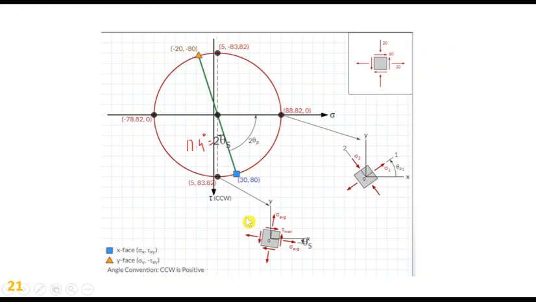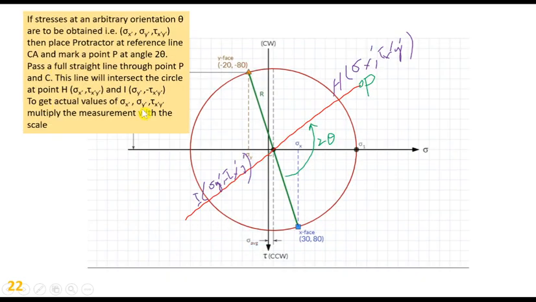Now our question is complete, but in some other problem, if stresses at an arbitrary orientation theta are to be obtained, if it is asked to find sigma x prime, sigma y prime, tau x prime y prime at angle theta, and theta is given, and we have to determine this, then place the protractor at the reference. We will place the protractor here at D, making this CA a reference, and we will make a point P such that it will be at 2 theta.